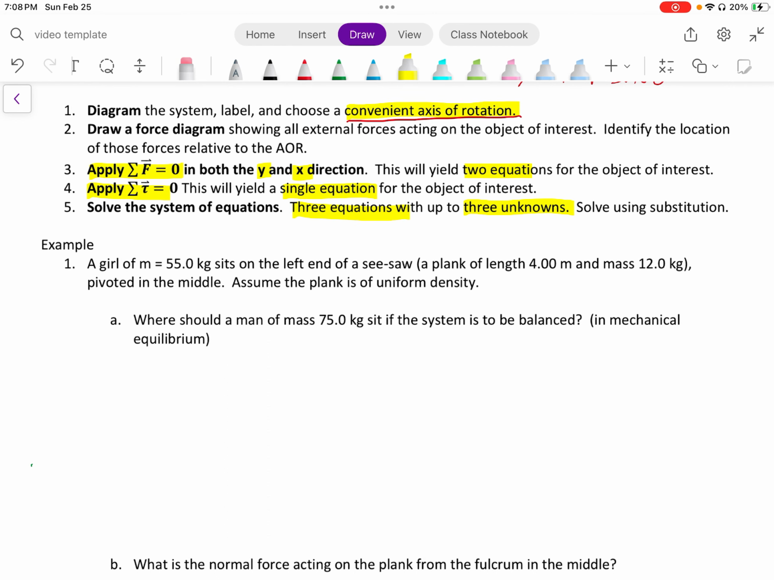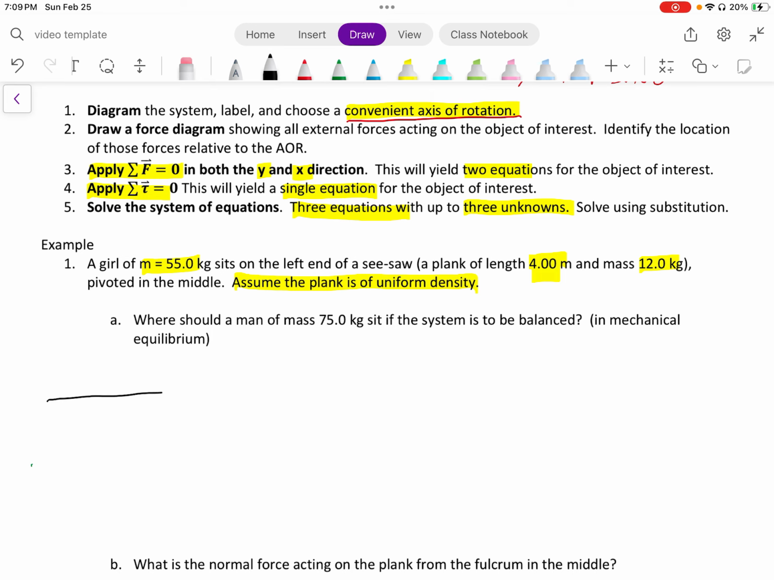A girl of mass M sits on the left of a seesaw that is a plank of 4 meters, and it has a mass of 12 kilograms. That's the plank. The young lady has a mass of 55 kilograms. This is pivoted in the middle, and we're going to assume that the plank is of uniform density, which means its center of mass is in the center. It's not got some heavier end like a hammer, for example.